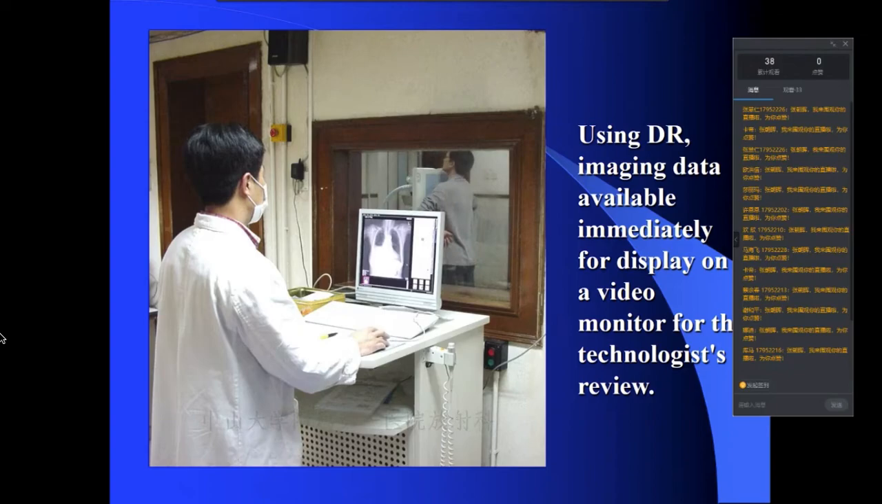And this picture shows the scene of performing a DR examination for a patient. Image data is available immediately for display on a video monitor for technologist review. If the technologist finds the quality of the image is not good enough for analysis, he or she can do the examination for the patient again immediately. In contrast, if you ask the patient to come back and do the examination again after the patient has left, there will be a lot of trouble. DR can help us avoid the occurrence of this trouble to a certain degree.